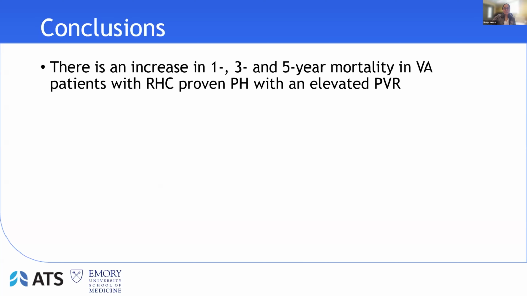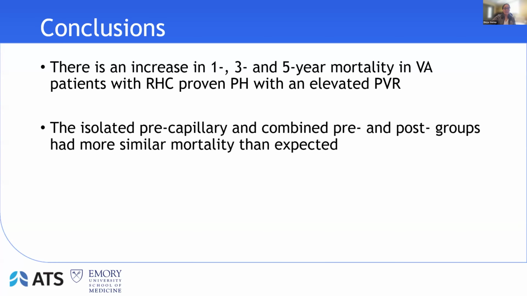So in conclusion, we found that there was an increase in 1, 3, and 5-year mortality in VA patients with right heart cath proven PH and an elevated PVR, which is consistent with prior work in both the VA patient population as well as validation cohorts outside of the VA.